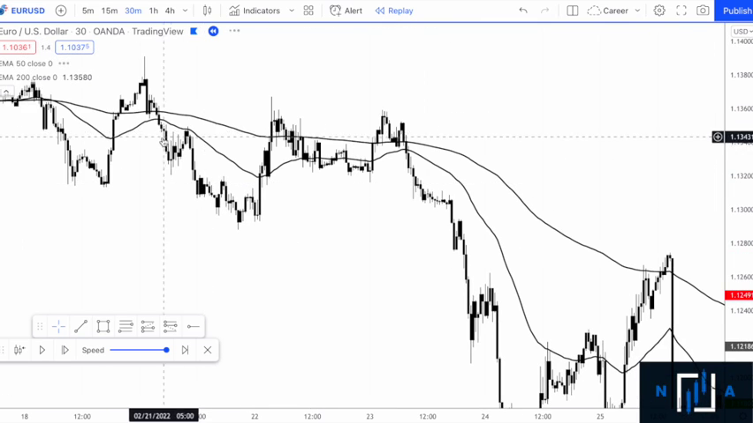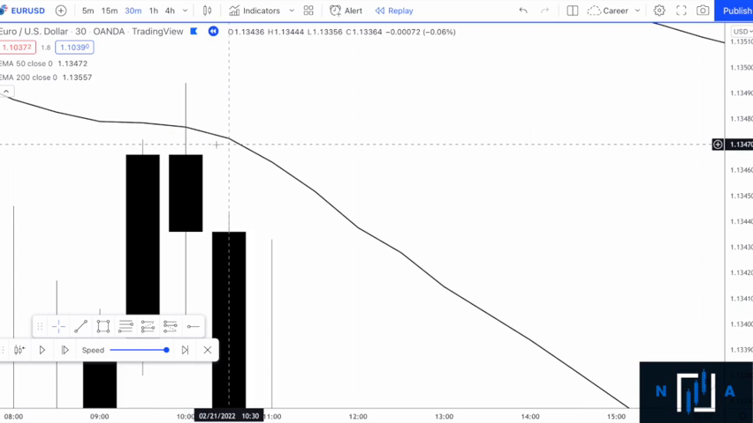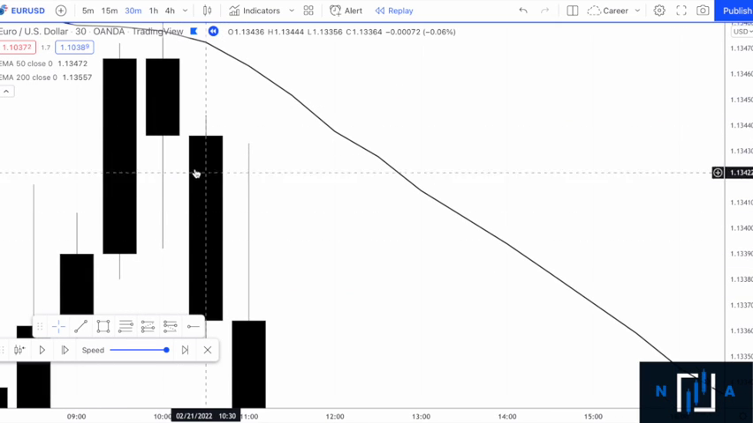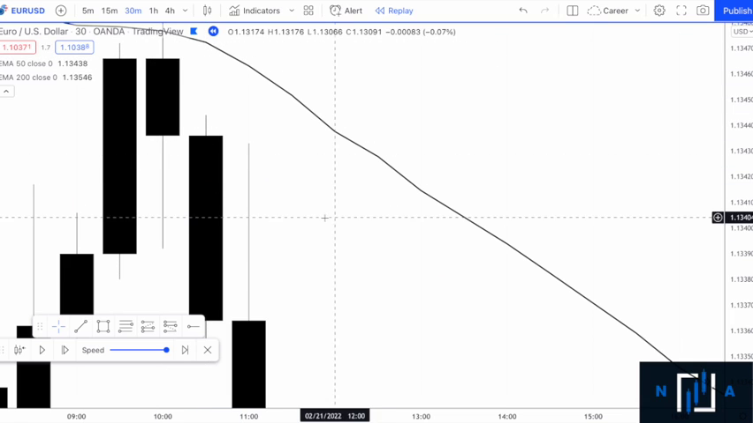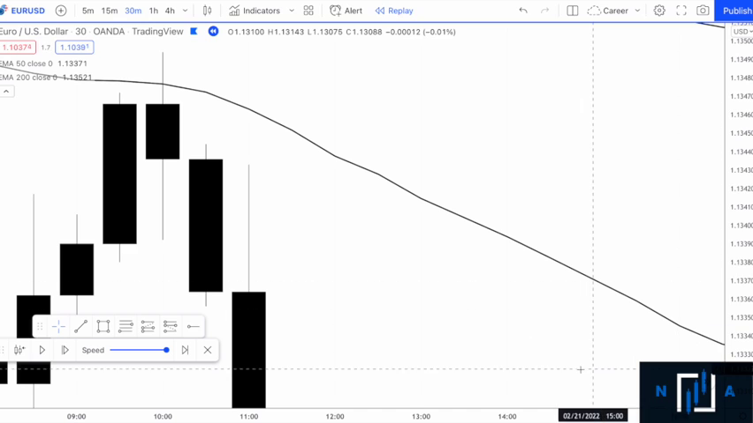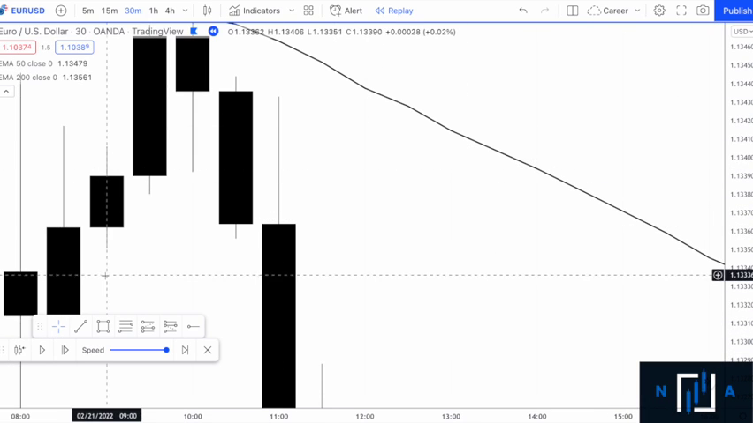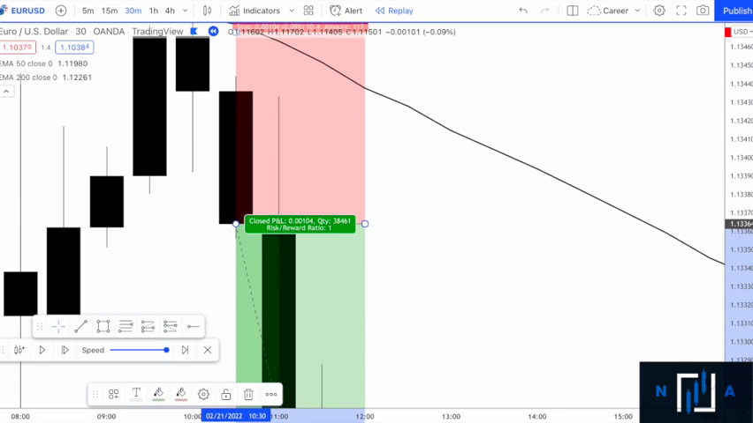Once it touches the EMA, you want to see an engulfing candle of the last one. So this is a prime example here. You see it touches the EMA, and this candle here engulfs the previous candle and the other candle that came prior to that first one that touched the EMA. So this would be a really good signal to get in right here off the close of that candle.